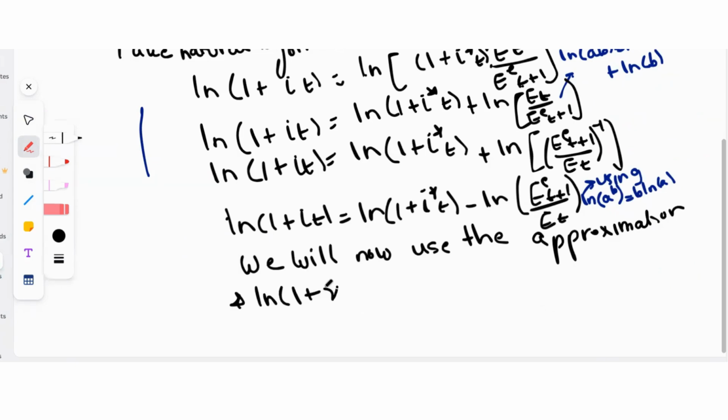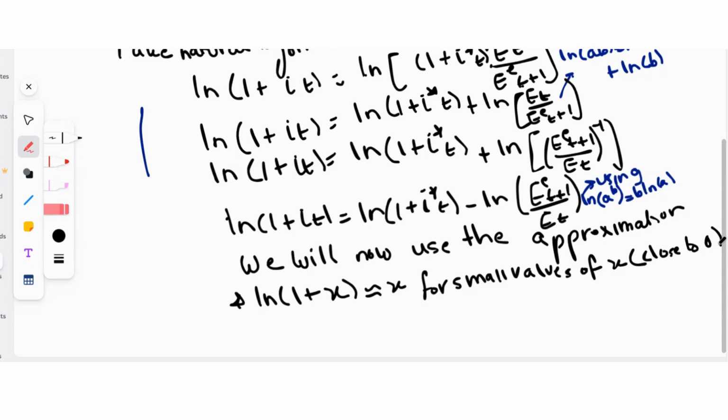The first one is that ln(1 + x) is approximately x for small values of x. And by small values of x, here we mean values close to 0. So this approximation holds in general for small values of x close to 0. And now we can notice where we're going to apply this. We're going to apply it here.